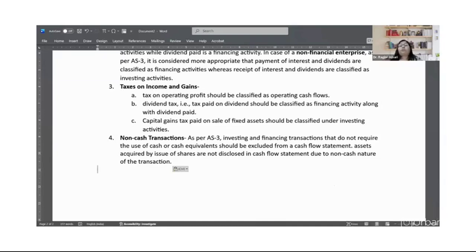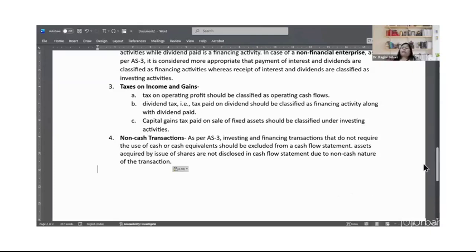Accordingly, tax paid on revenue generated from general business operations of the company will come under operating cash flows. Dividend tax will come under financing activities, and capital gains tax paid will come under investing activities.